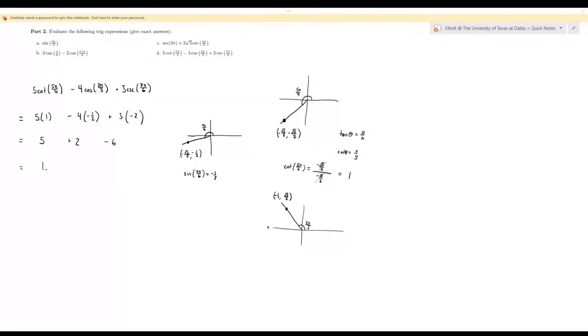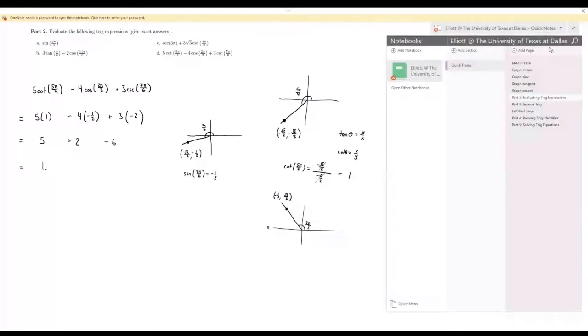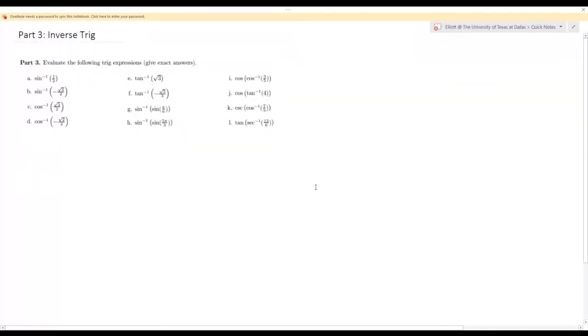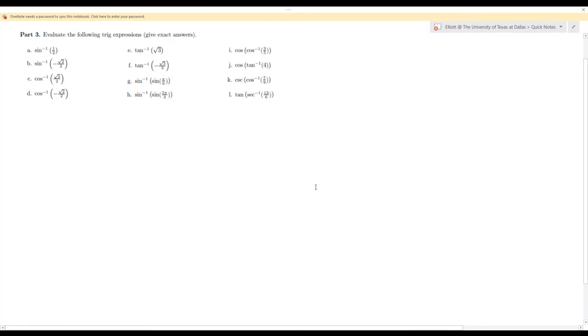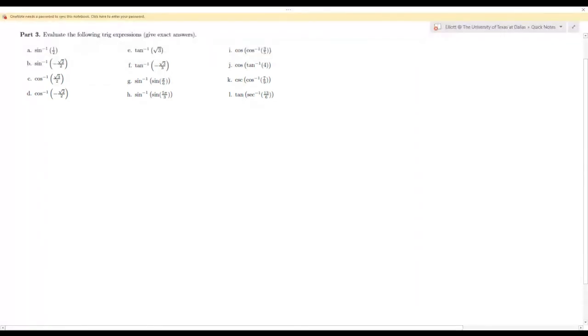Okay, let's take a look at some of the inverse trig functions next, or inverse trig expressions. Okay. So I'll do a couple of these problems. I'll just pick and choose a little bit.